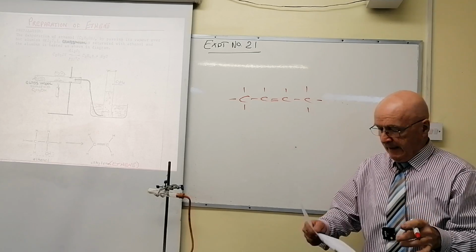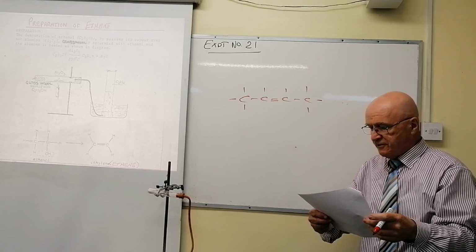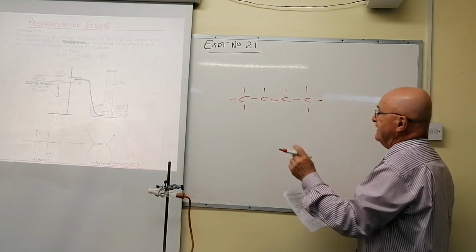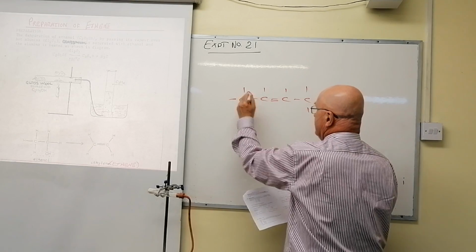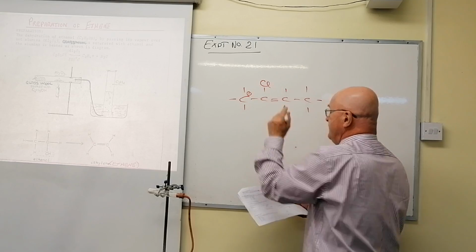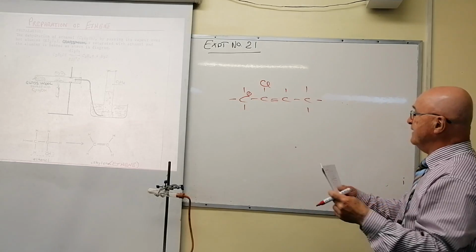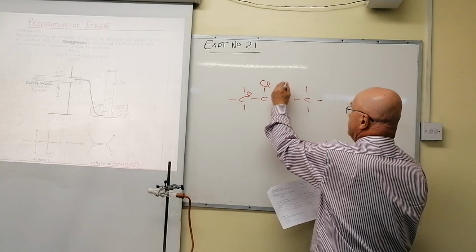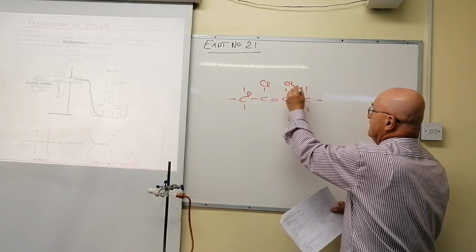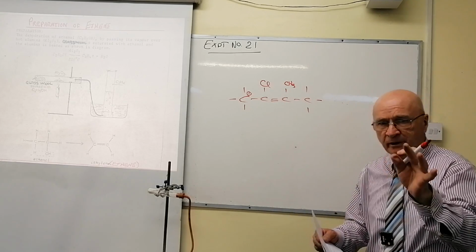Are you okay? And now, there's various things substituted. 2-chloro means at the second carbon, that's number 1, at the second carbon, there's a chlorine. Very good. And 3-methyl, at the third carbon, there's a methyl, CH3. Now, that's that compound.